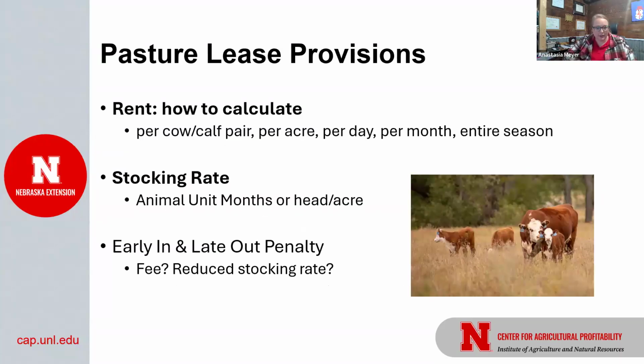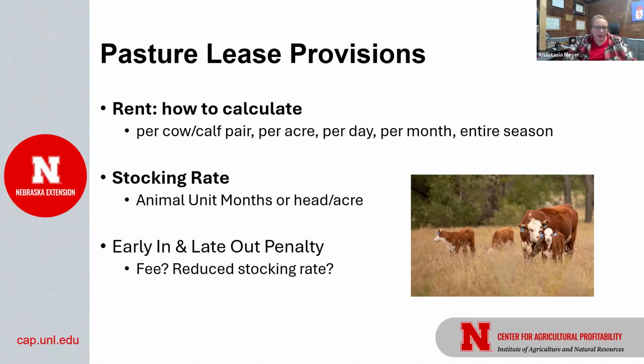So, for a pasture lease provision, what do you need to be thinking of? Well, first off, how are you charging rent? Are you charging by cow-calf pair, per acre, per day, per month for the entire season? How are you wanting to calculate that? And then also, what is your stocking rate going to be?